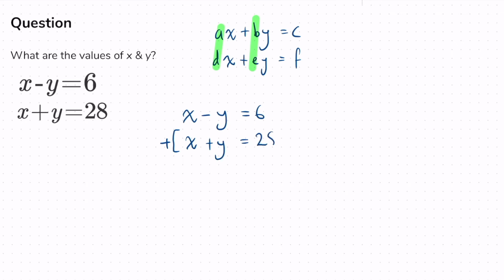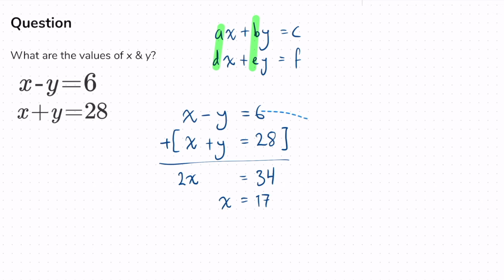The reason I prefer adding is that when you're subtracting negative numbers, it can get a little bit messy, and you're going to tend to make mistakes that way. So 1 plus 1 is 2 lots of x, 0y, and then 34. So that means x is equal to 17. If x equals 17, then I can substitute it.